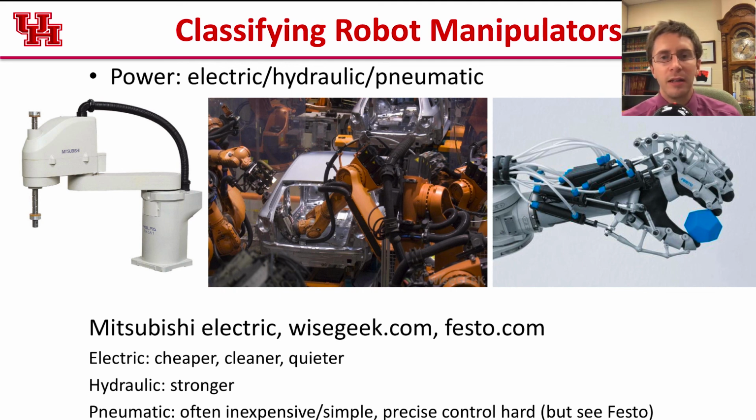The hydraulic is definitely stronger. You can put a lot of power through hydraulics, and you can locate your pumps for your hydraulic motors away from your robot. However, you can have some problems with aspiration of that hydraulic fluid, and they tend to be noisier.